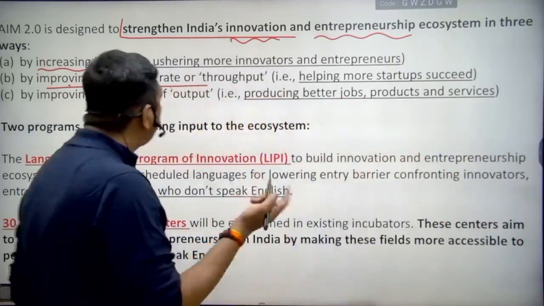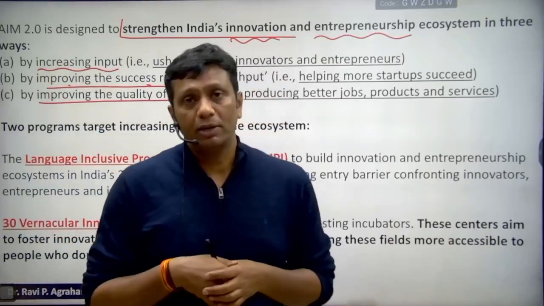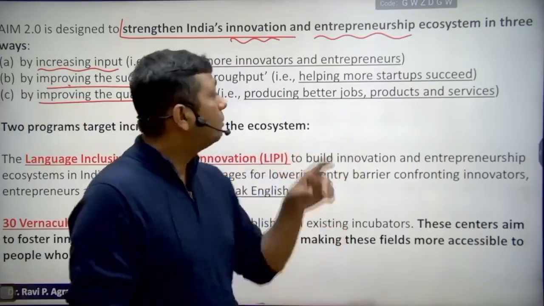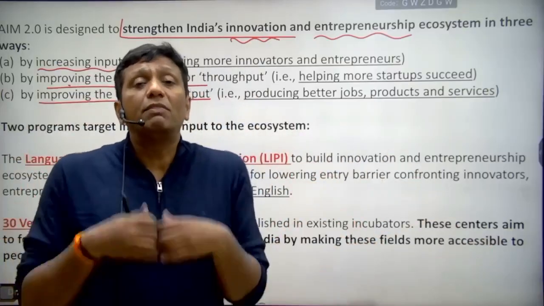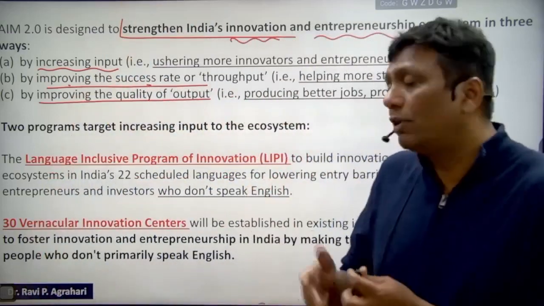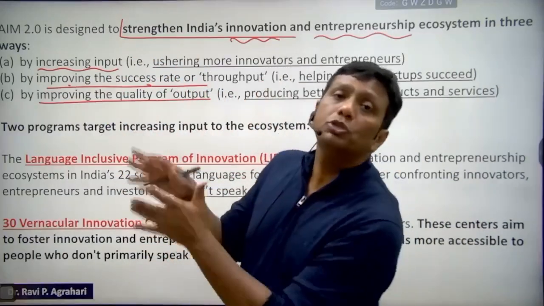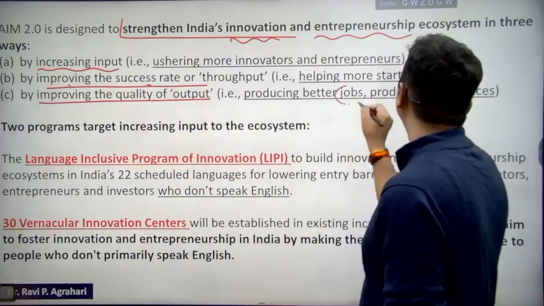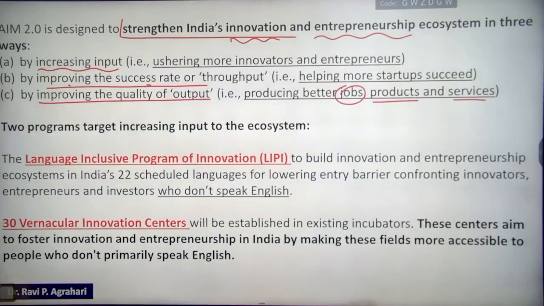And what about the last? After it, what about the output coming? Input means somebody is going to do the startup right now. In between, if a startup is running, how will it be more and more successful? Because of this, what about the output, the job opportunities, services and proper products that will come in the market? So in such a way, guys, the entire AIM 2.0 will work, step by step: first input, then throughput, and then output. Throughput means those that are running should boost up properly and run properly. It should not fail. And because of this, the output as a benefit is job opportunities, products and services, formed with the help of these institutions and bodies, guys.